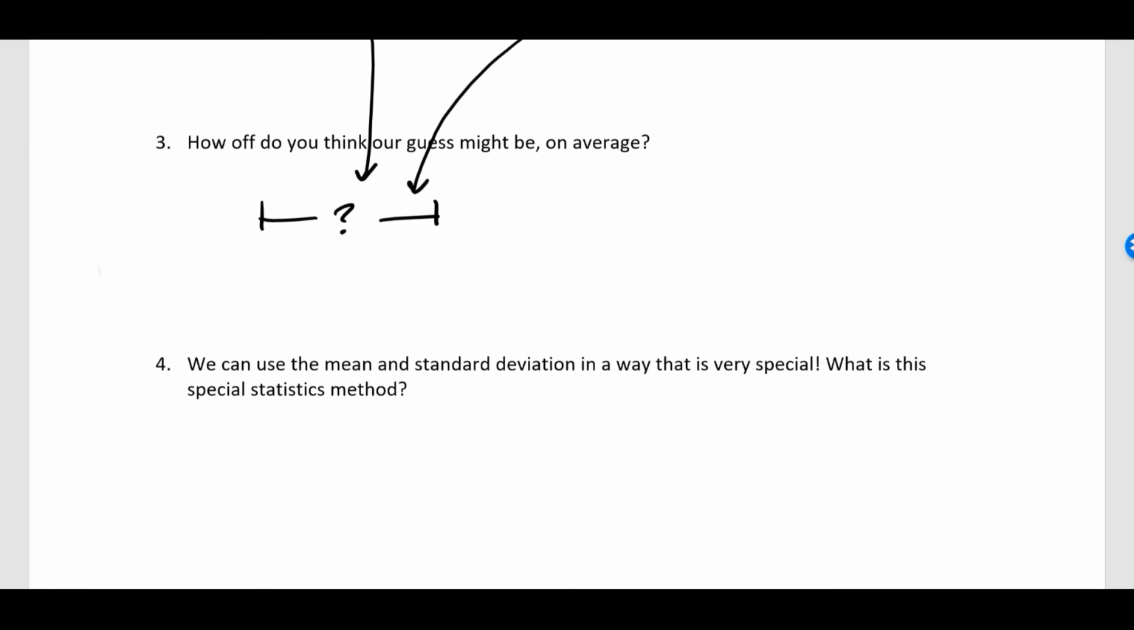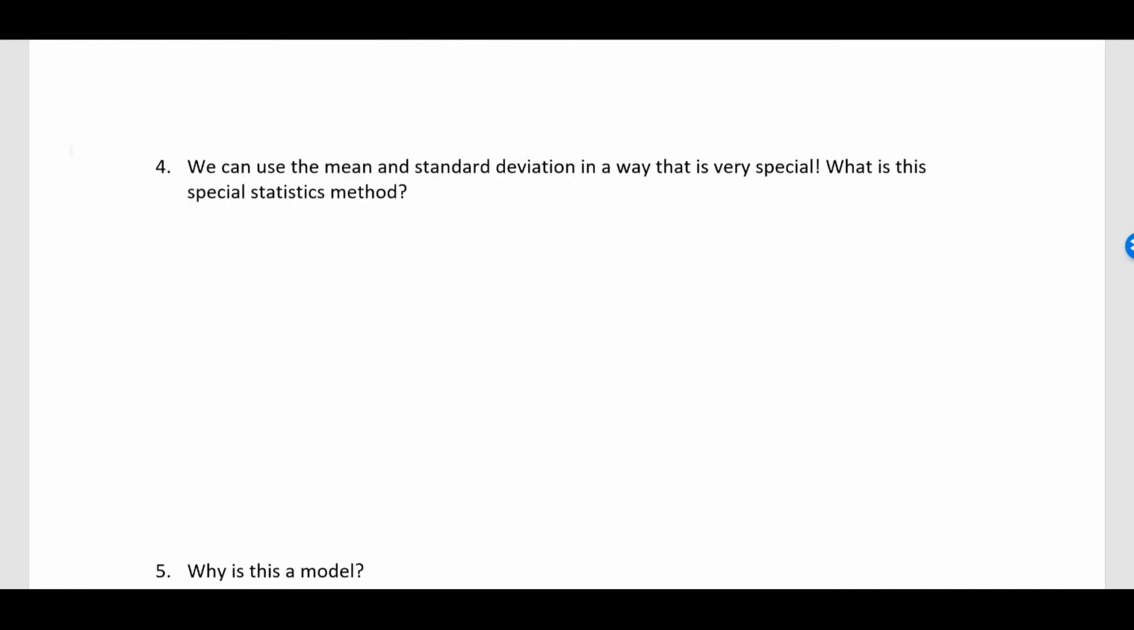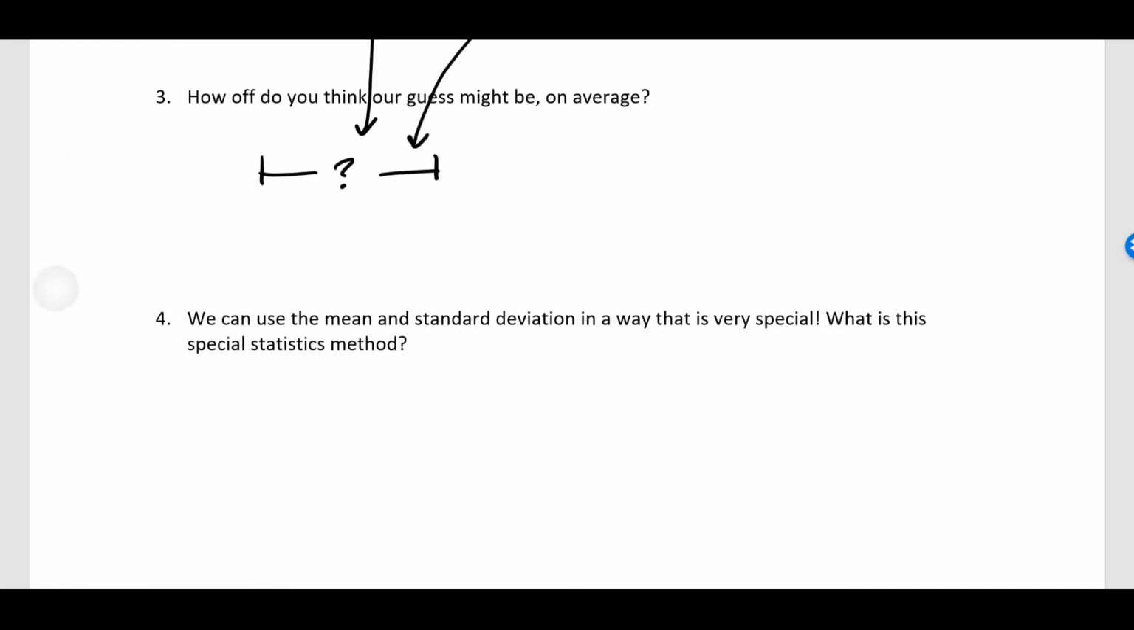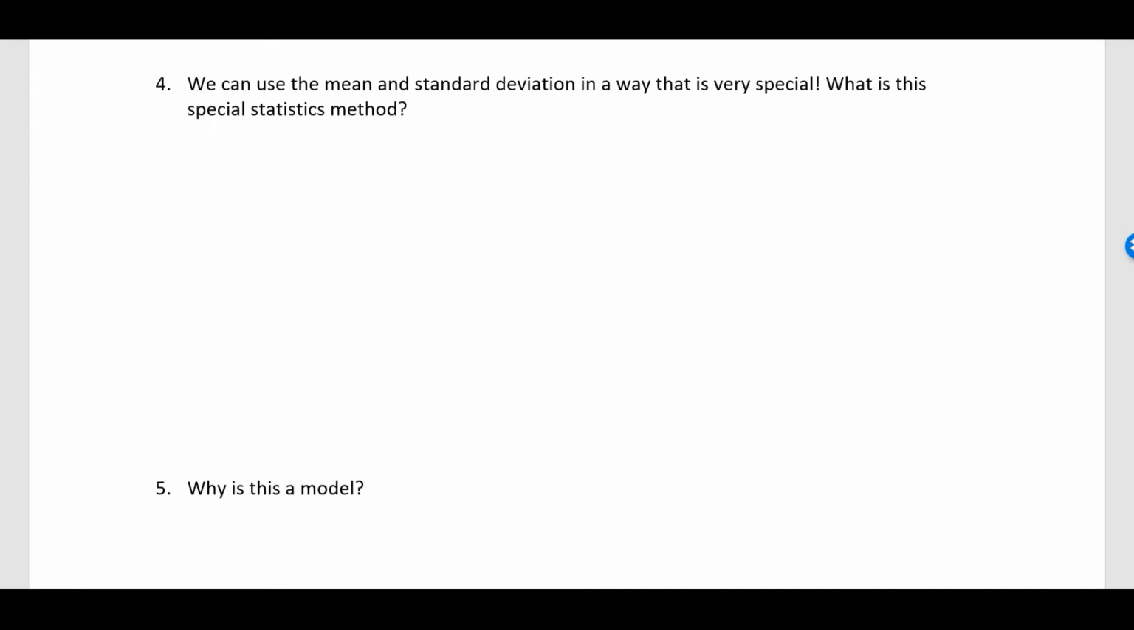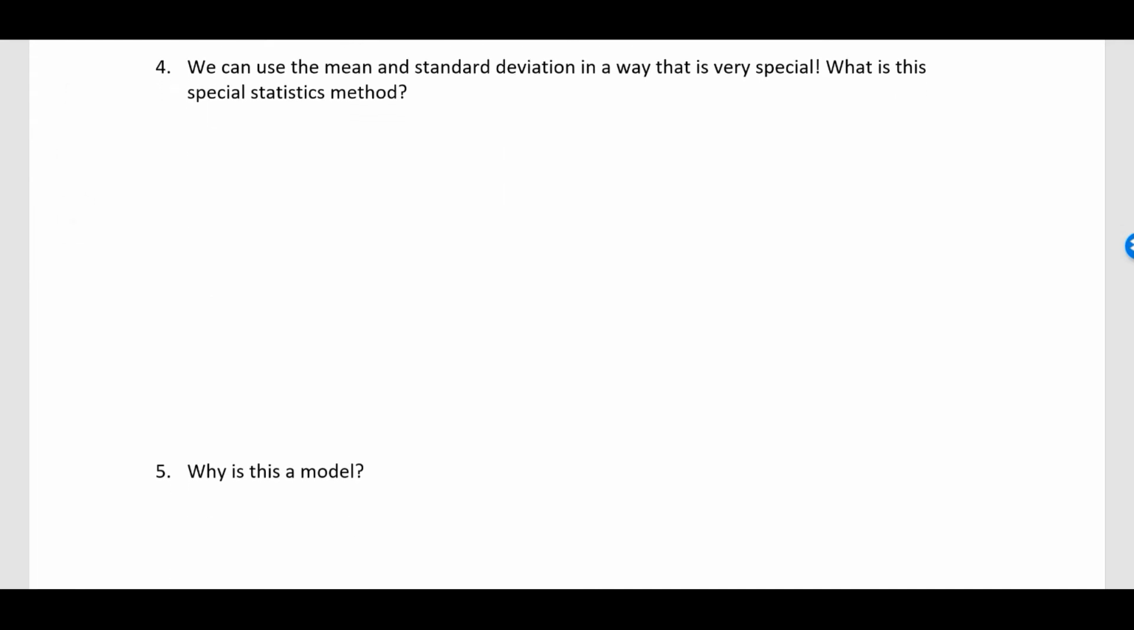Now, we can use the mean and the standard deviation, hint, hint, look back at your previous one, in a way that is very special. So what is this special statistics method? This is just kind of little mini lecture time. We can use those descriptive statistics in a statistical model to infer things about the population of people that these finger measurements came from.